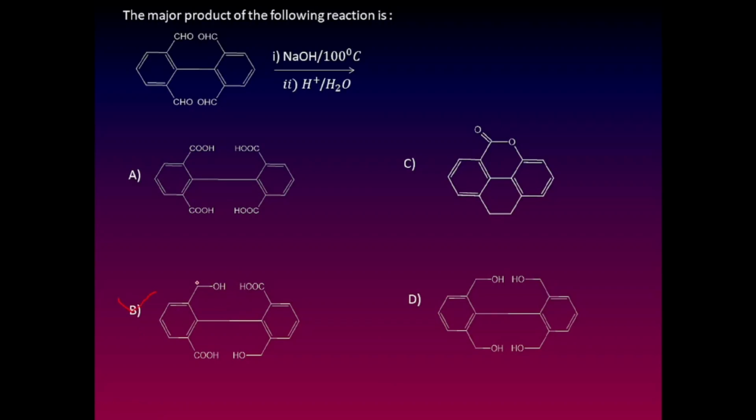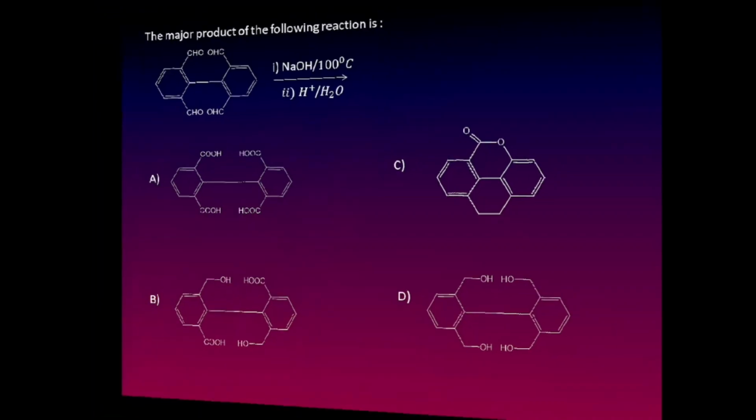Why? Here you can see that this is a primary alcohol due to the reduction, and this is a primary alcohol also. And due to the oxidation of aldehyde, you will get carboxylic acid. So the right option is B. There is no other option in which you can see alcohol and carboxylic acid. Here you can see only carboxylic acid, here you can see only primary alcohols, and here is a different product. So the right option is B. I hope you understand this question.